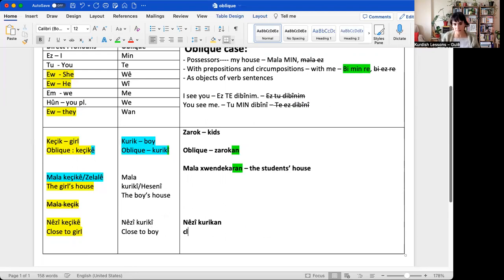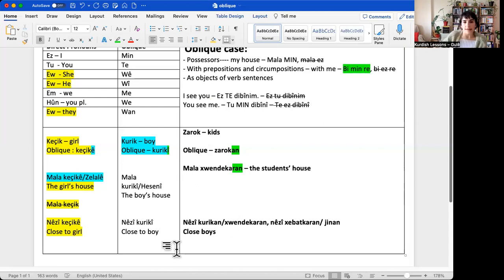Close to kids, plural boy. Close to boys, nezi. Nezi hebat. Nezi Jinan, close to women, close to workers, close to students. Okay, so oblique form is really important. Once you learn it, you will use it forever, because you will see oblique everywhere.